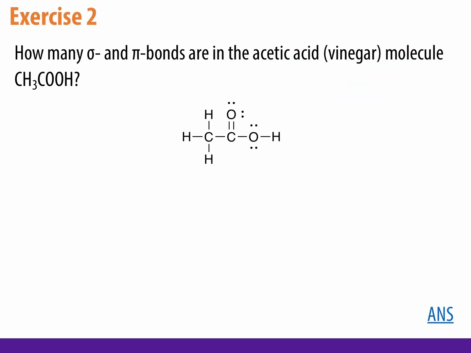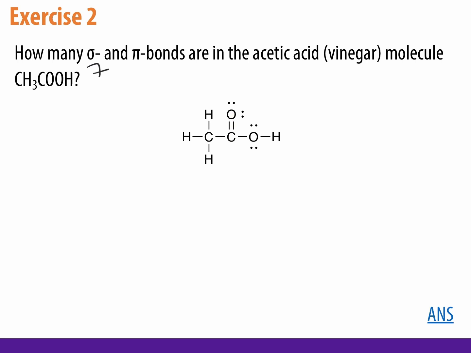Okay, here's our next example. How many sigma and pi bonds are in acetic acid? Okay, so the solution here, if we're counting the sigma and pi bonds, well, each bond contains a sigma bond, so 1, 2, 3, 4, 5, 6, 7. That means there's going to be 7 sigma bonds, because even though this is a double bond, the first bond between these two atoms is a sigma bond.